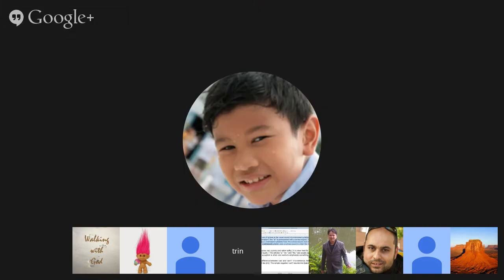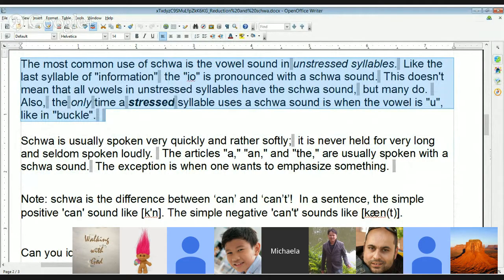The most common use of schwa is the vowel sound in unstressed syllables, like the last syllable of information. It is pronounced with a schwa sound.